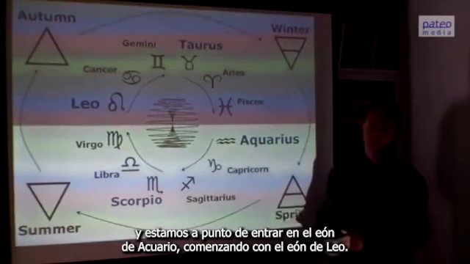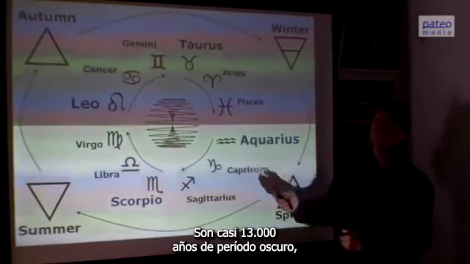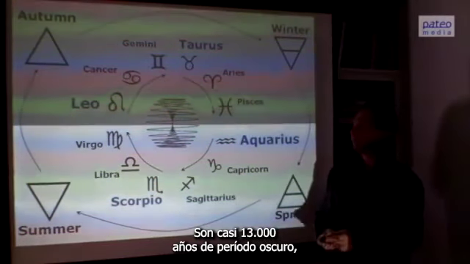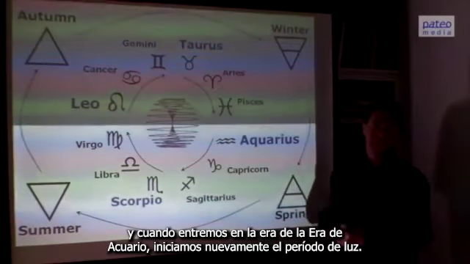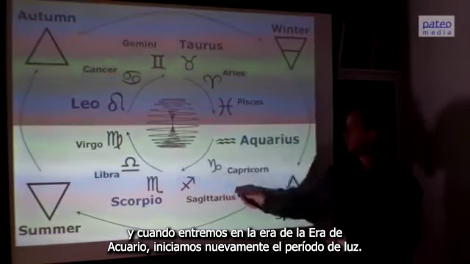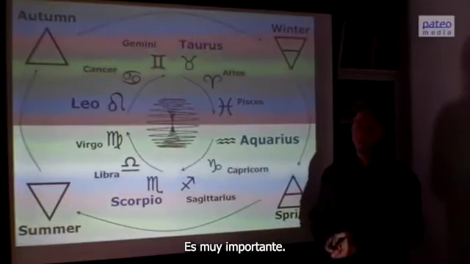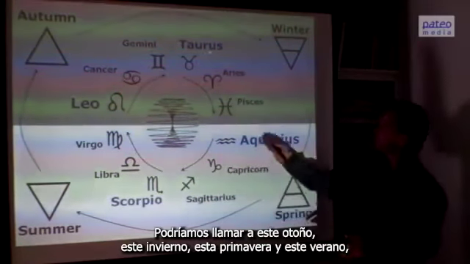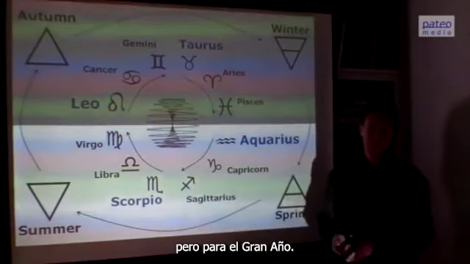Starting with the eon of Leo, we enter the dark period. This is nearly 13,000 years of dark period. And when we enter the age of Aquarius, we start the light period again. So then we have 13,000 years of light. It's very important. We could call this autumn, this winter, this spring, and this summer, but for the great year.